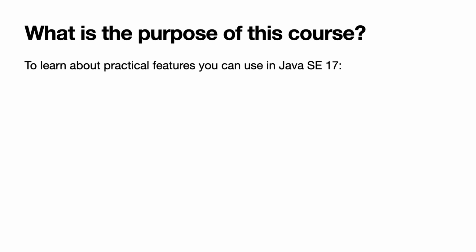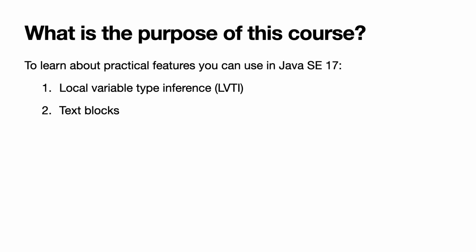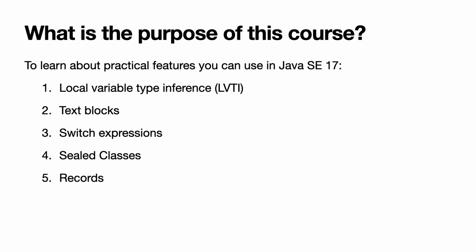That being said, let's list the features I will be talking about. The first one is local variable type inference, or LVTI for short. Then I will talk about text blocks. Then I will show you switch expressions, how to construct and use them. Then a very important new feature called sealed classes. And finally records. For all these features I will show you some useful examples.